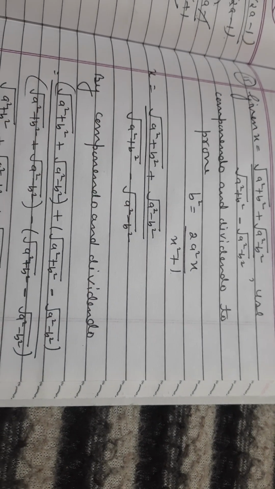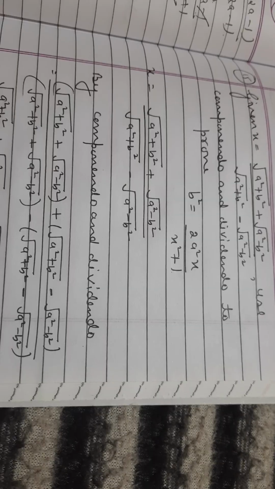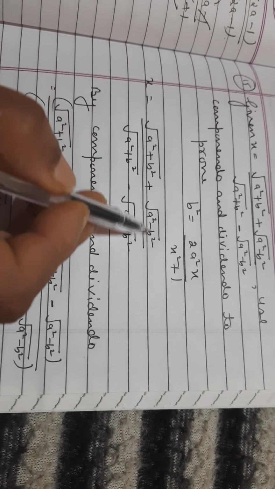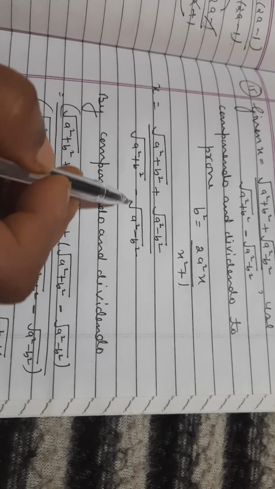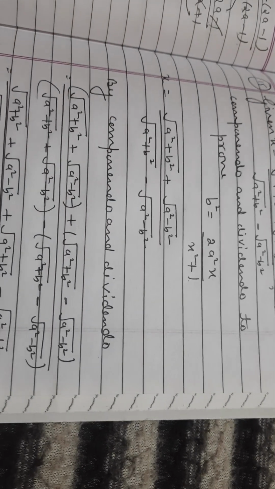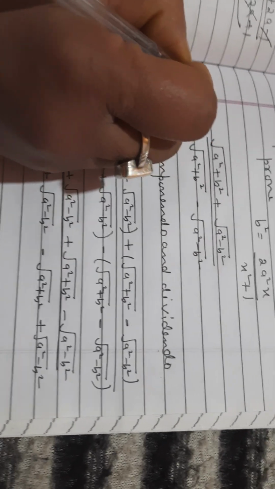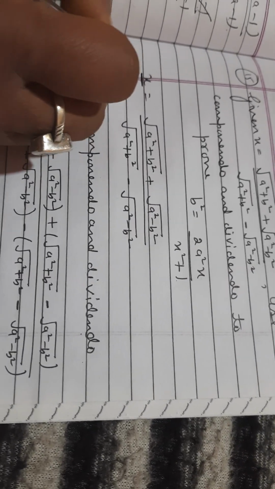Here in this question it has been given that you have to use componendo and dividendo, right? This x is equal to square root of a square plus b square plus square root of a square minus b square upon square root of a square plus b square minus square root of a square minus b square, right? By componendo and dividendo, right? Here the denominator is not given. You can write down the denominator as 1, right?